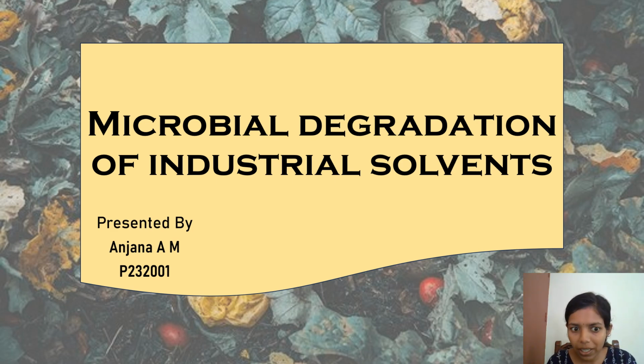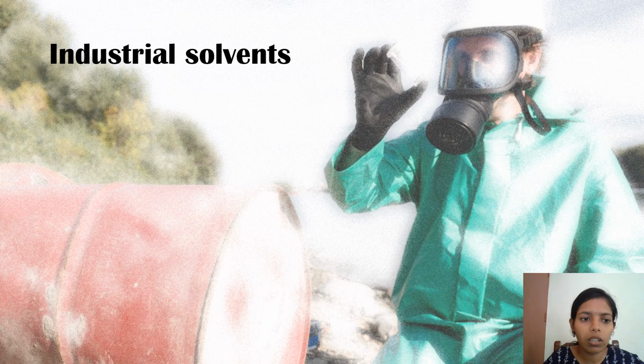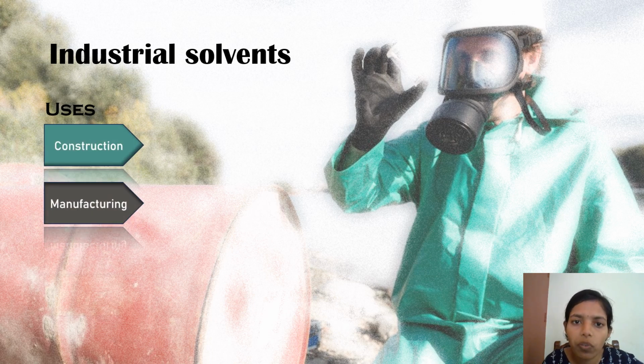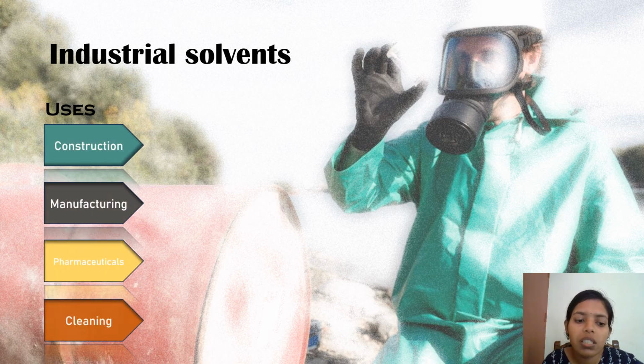The topic is microbial degradation of industrial solvents. Coming into the topic, first we shall go into an introduction of industrial solvents. Industrial solvents are chemicals which are used for the dissolving or extraction of substances in manufacturing processes. So they have various uses in the industry. The uses include construction, manufacturing, pharmaceuticals and cleaning.